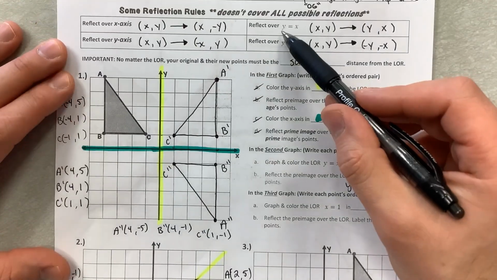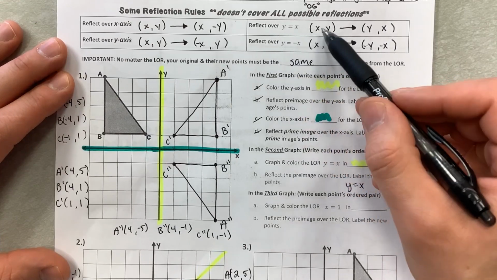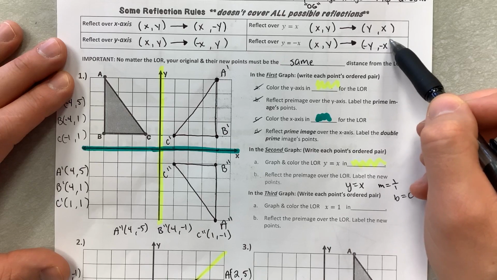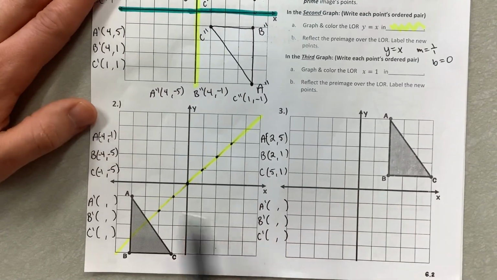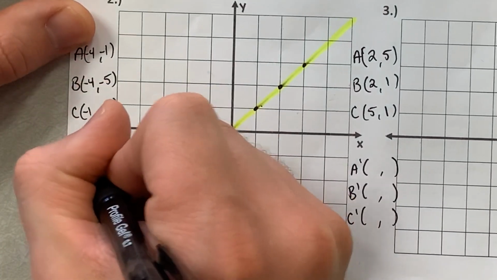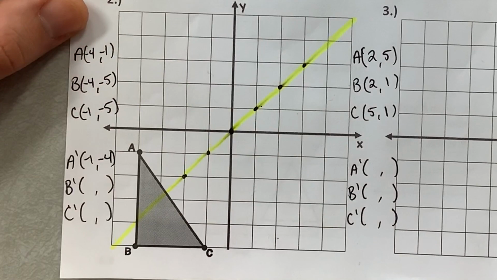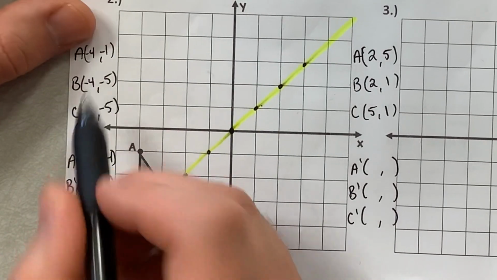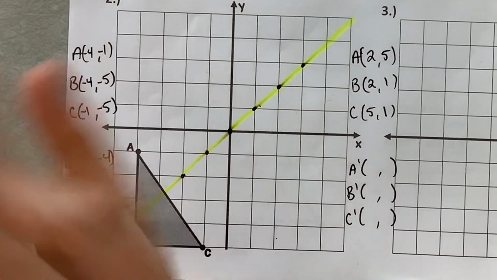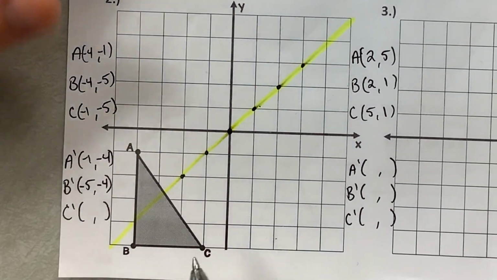My rule is, if you're reflecting over y equals x, if you have a point (x, y), all you do is just change the order. Nothing with changing signs or anything like that. Just take them as they is, just flip them around. So if A is (-4, -1), A prime is going to be (-1, -4). If B is (-4, -5), B prime is going to be (-5, -4). Notice I'm just flip-flopping the numbers. That's what my rule says.